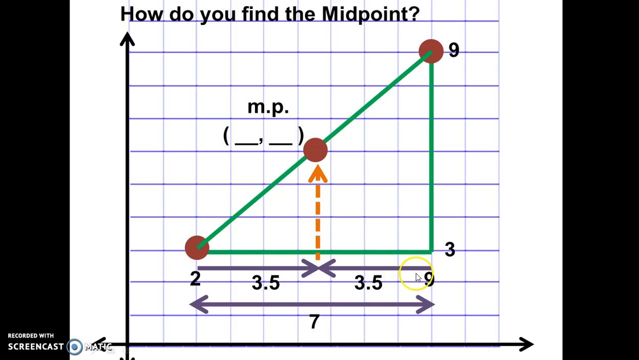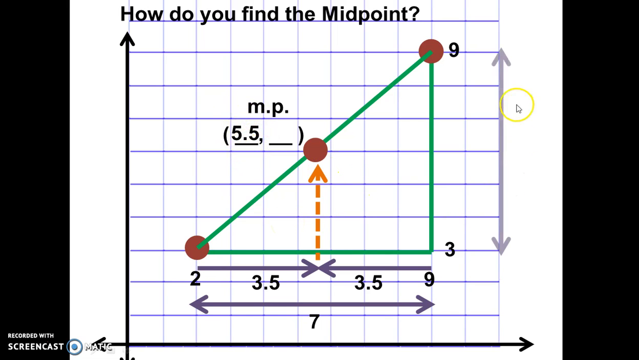So you go 3.5, 3.5, and that brings you to the x value of the midpoint. And that is 5.5, because if you do 2 plus 3.5, you get to 5.5. If you do 9 minus 3.5, you get to 5.5. So that must be the middle value of the x.